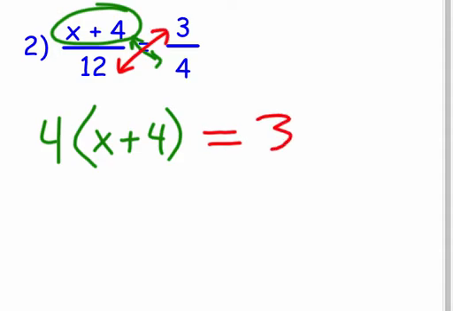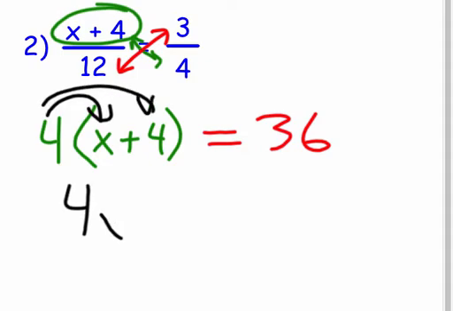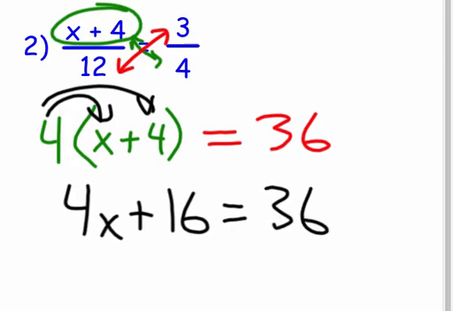So 3 times 12 is 36. So if you notice, 4 times this whole thing means I have to distribute that 4. So it's really 4 times x plus 4 times 4, which is 16. And now I can go through and solve. So do not forget to distribute there.